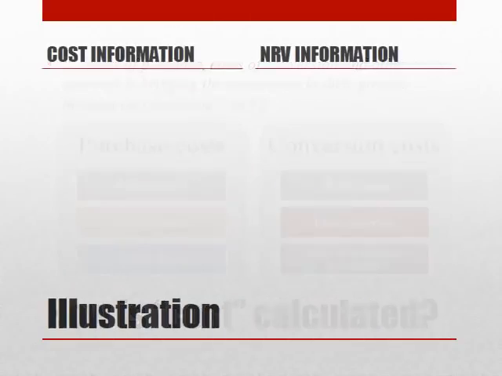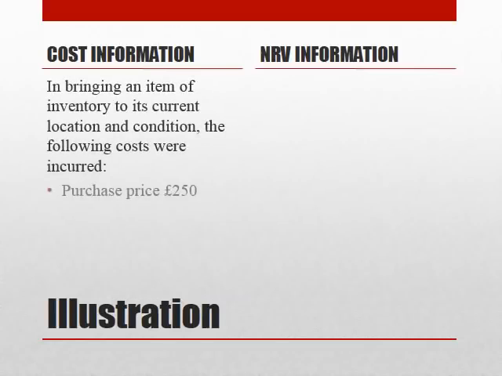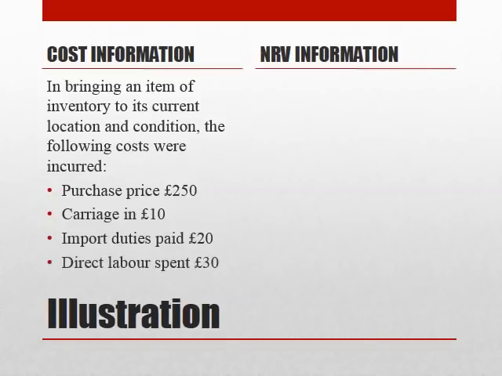So let's have a look at an example. First of all, we'll start by considering the information that we have on a particular item of inventory with regards to its cost. We've incurred a purchase price of £250. We've incurred carriage in, so the cost of getting the item to its present location, of £10. We've paid import duties of £20, and we've spent direct labour of £30. So those are all our costs.